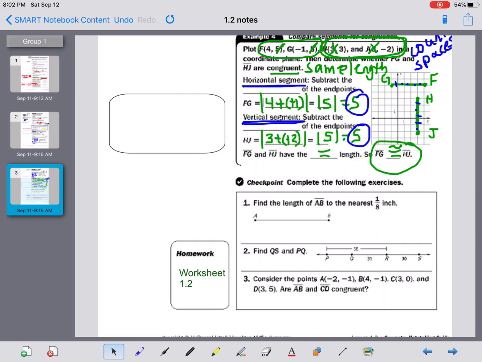I would suggest you start and you line A up at 0. And then you just read where B is. But if you don't line it up at 0, make sure you use the ruler postulate and you subtract the two numbers that the A and the B are between, and it will give you the length.